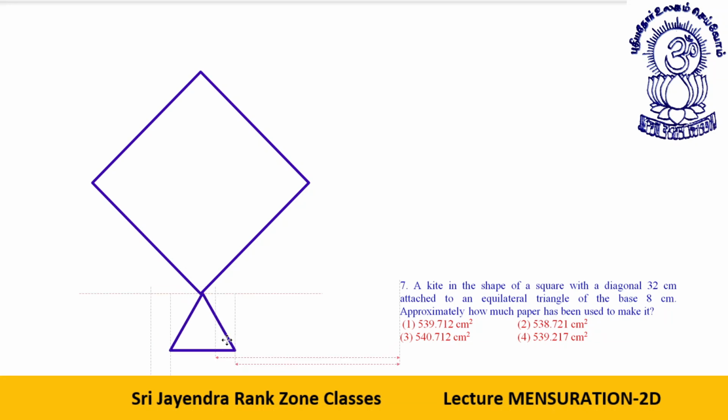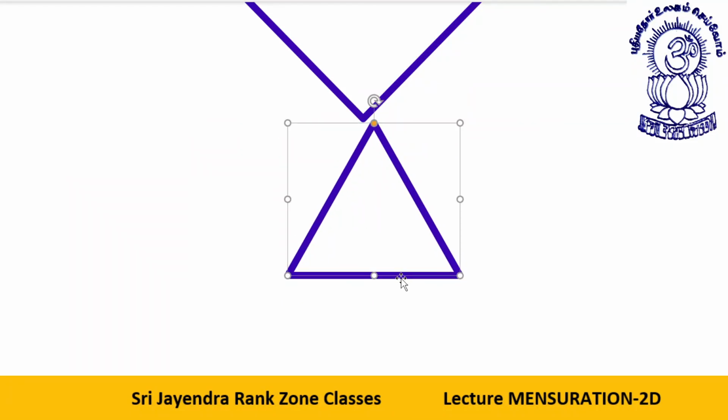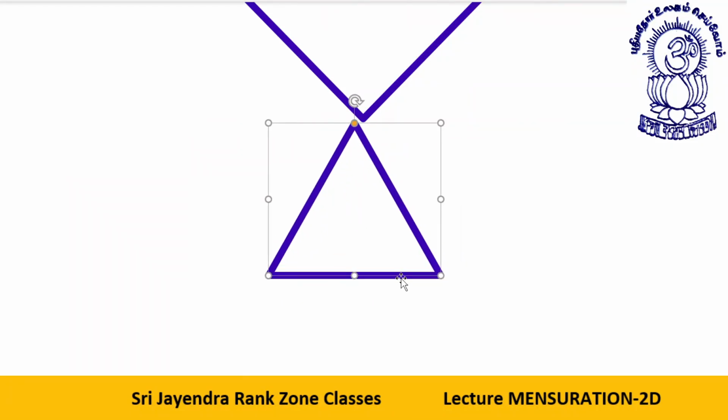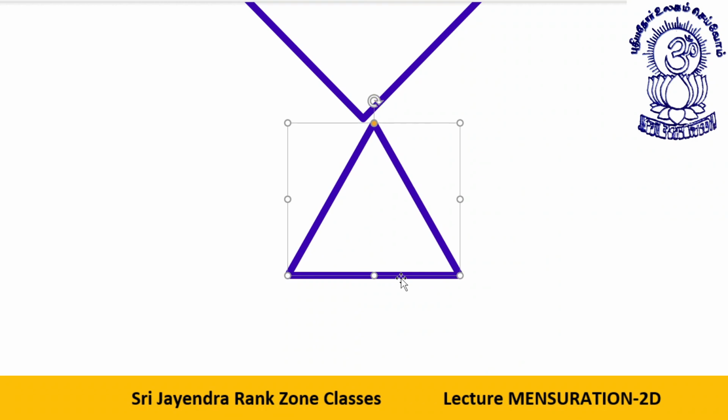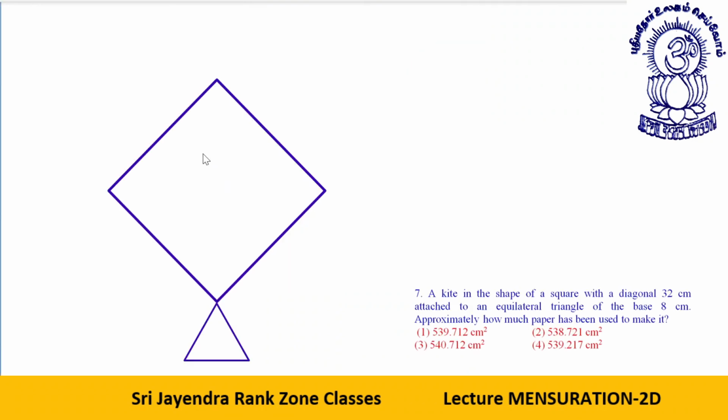This is a kite. Okay, dear students. Unfortunately, I am unable to get the setting right, but no problem. This diagonal is 32, and here the base is 8. So far clear to everyone.